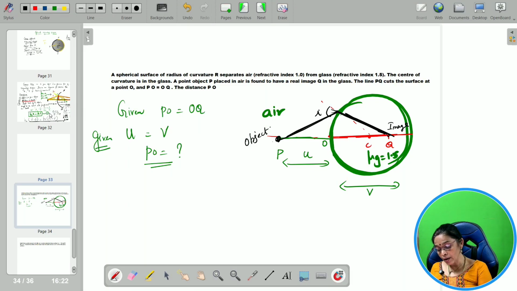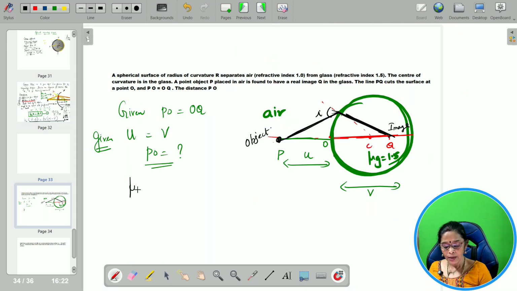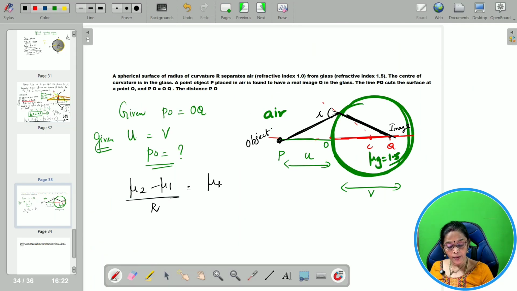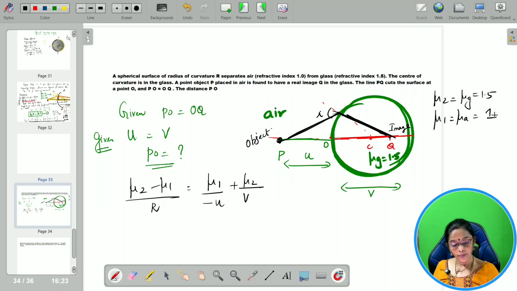We have already done the derivation for convex SRS. Take this formula, apply the sign convention, and you will get an answer. Mu2 minus mu1 divided by R is equal to mu1 by PO plus mu2 by PI. So mu1 by PO is minus U plus mu2 by V. Given mu2 is equal to mu glass, which is 1.5. Mu1 is equal to mu air, which is 1.